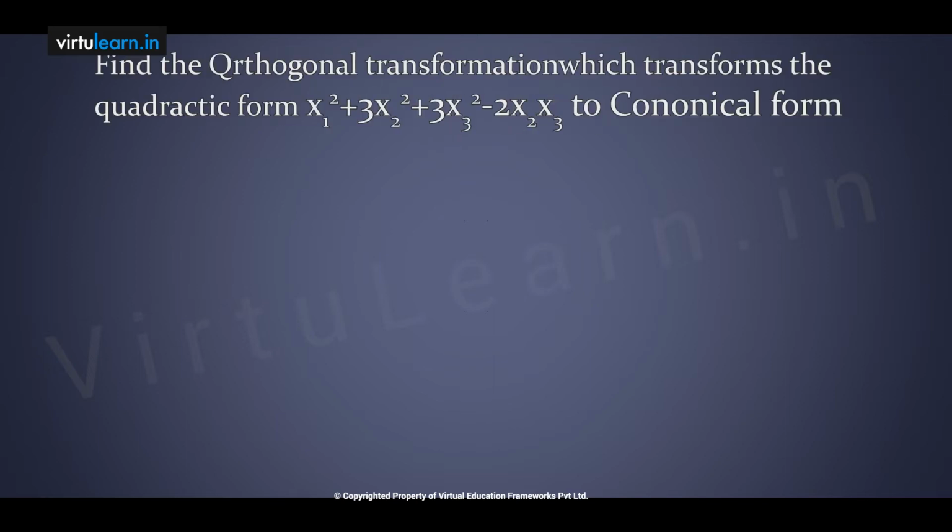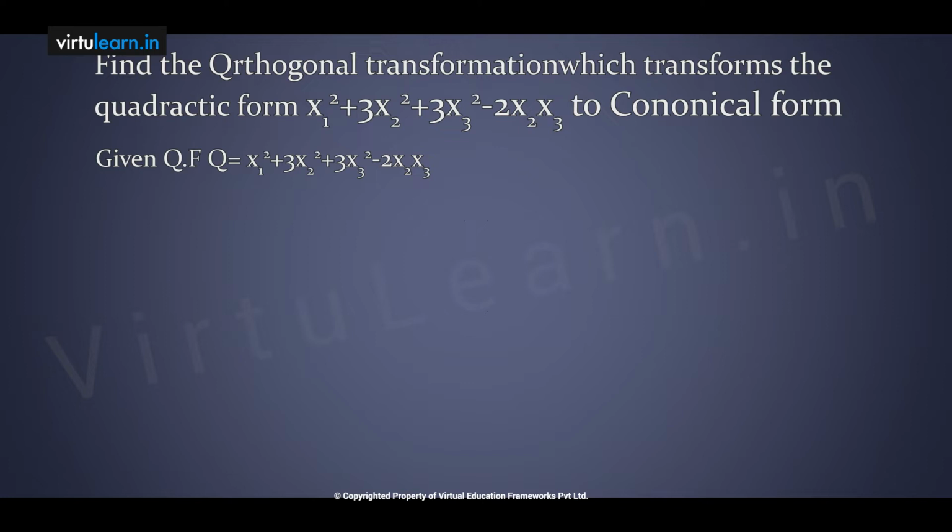First problem. Find the orthogonal transformation which transforms the quadratic form x1 square plus 3x2 square plus 3x3 square minus 2x2 x3 to canonical form. That means we are converting the quadratic form to canonical form. Canonical form means the sum of squares form, which is another name for canonical form. Now the given quadratic form is Q equal to x1 square plus 3x2 square plus 3x3 square minus 2x2 x3.